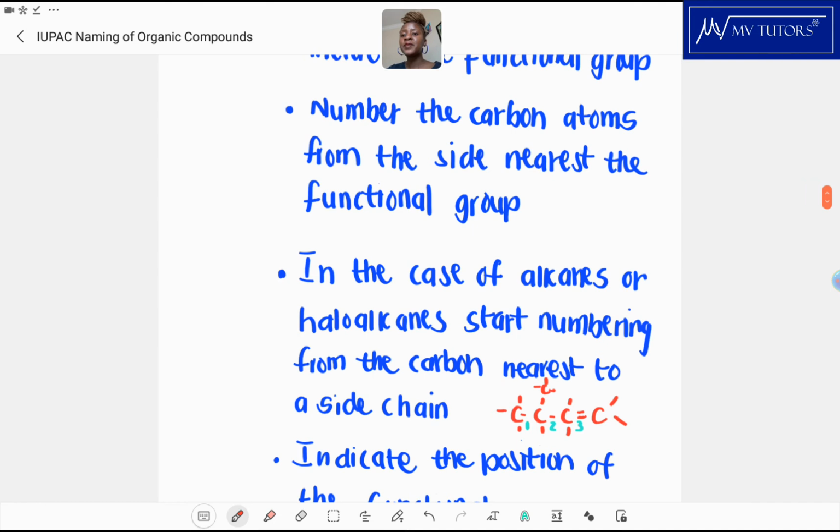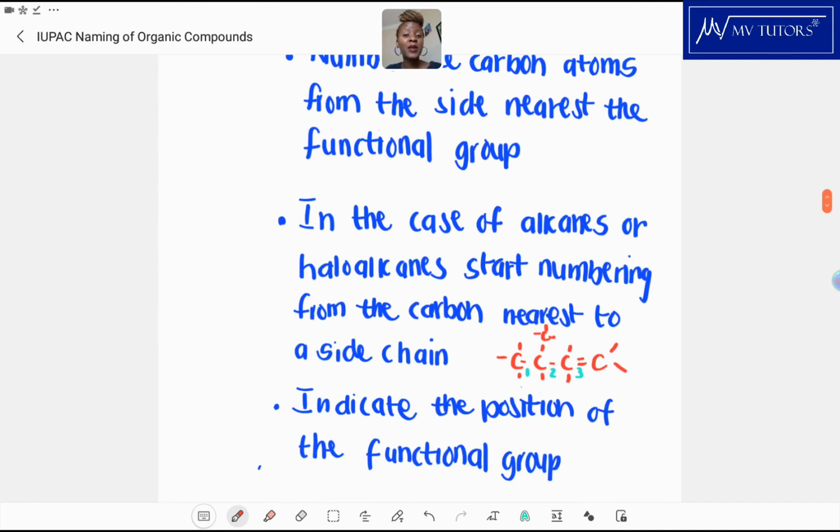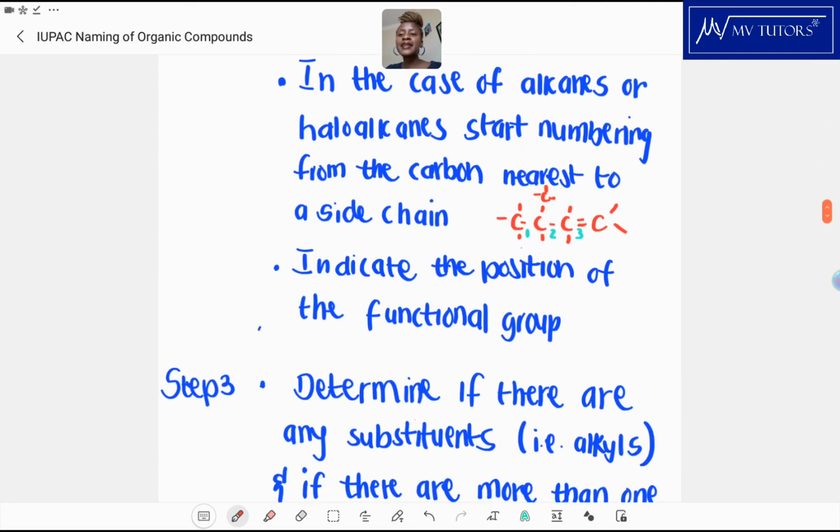Okay, cool. In the case of alkanes or haloalkanes, start numbering from the carbon nearest to the side chain. So here your branches take preference. We saw in our example the branches are somewhere in the middle. And then indicate the position of the functional group. Yes, that will depend on the numbering.